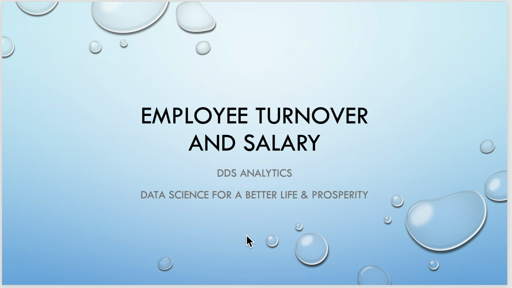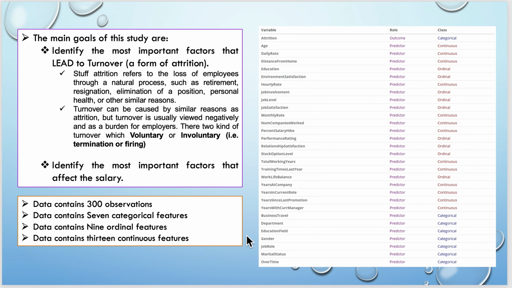Hi, my name is Saqib, and today I will be discussing DDS Analytics while highlighting the model used to predict employee attrition/turnover and salary. The main goals of this study are to identify the most important factors that lead to turnover, which is a form of attrition, and to identify the most important factors that affect salary as well.